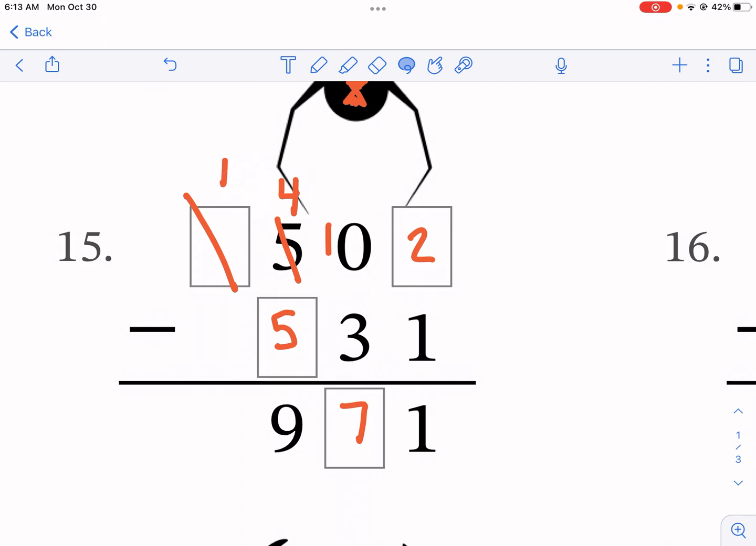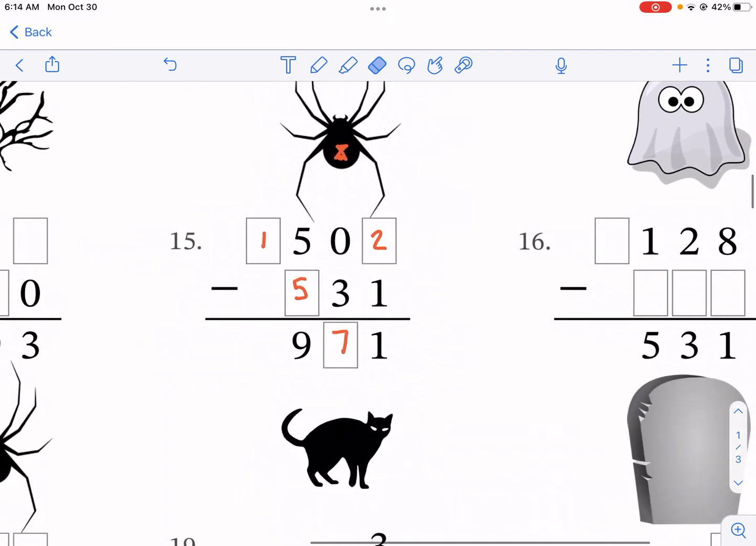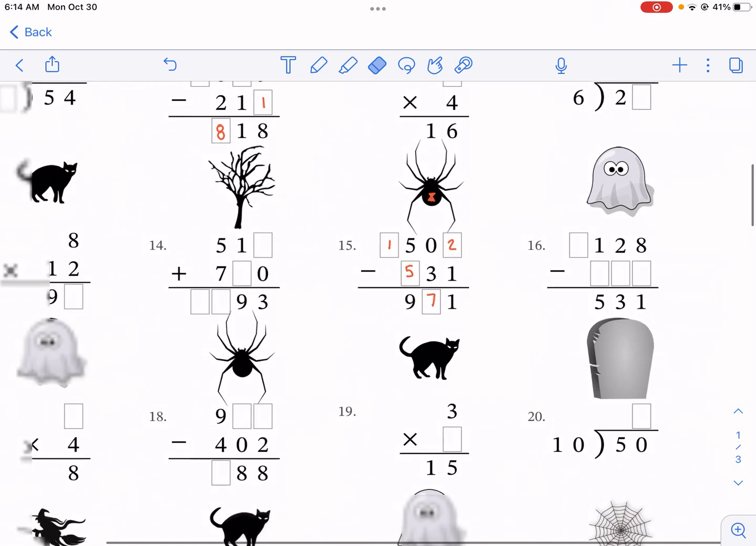Okay? Now, because we borrowed, we need to be careful here because we reduce whatever it is by 1. Okay? So now we're talking about the last, we borrowed something from here. But notice there's nothing written there. So that means this was a 1 right there. So we're going to go ahead and move that 1 over. Okay. And now it's 1,502 minus 531 equals 971. That's a way to double check. Those are kind of tricky, but just be careful. Take it step by step.